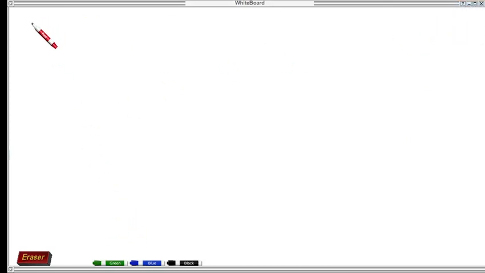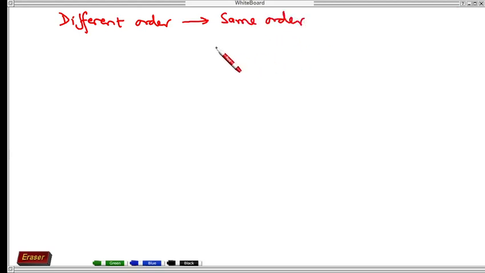Next part is about how to convert different order surds to the same order. Yes, we have to convert different order surds to the same order. For this, suppose you have been given cube root of 4 and square root of 5. Suppose we have been given this question.